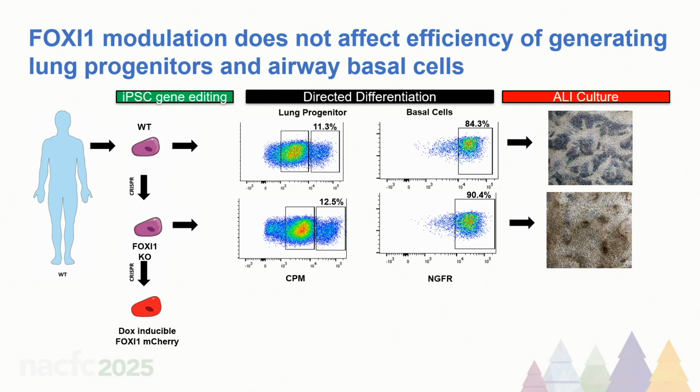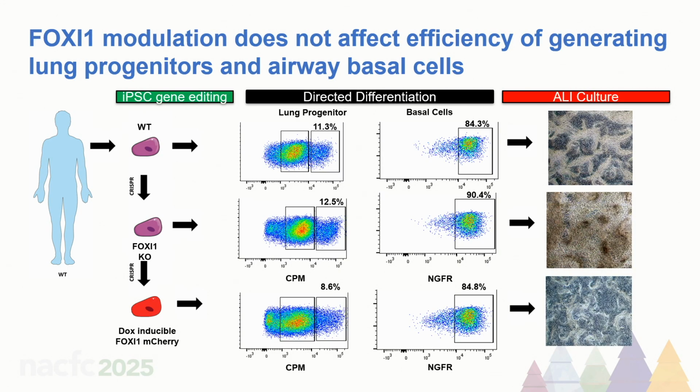So this gives us a total of 3 lines: a wild type line, a line lacking FOXI1, and a line lacking FOXI1 where we can conditionally turn FOXI1 back on with a fluorescent reporter to track that. These are all within the same genetic background. And that third line also had acceptable CPM, NGFR sorts, and was able to make it to air-liquid interface cultures.